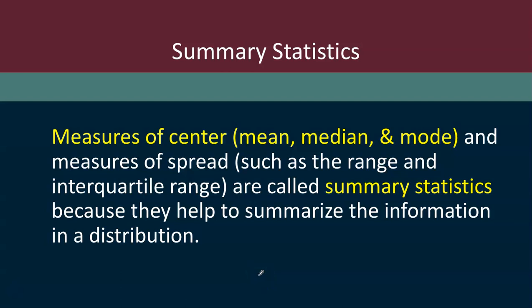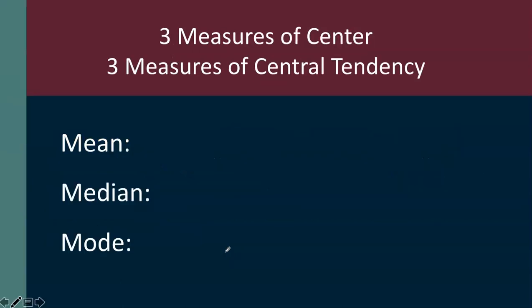Today we're going to be studying data. Please follow along as I read. Measures of center, mean, median, and mode, and measures of spread, such as the range and interquartile range, are called summary statistics because they help to summarize the information in a distribution. So we're going to work on summarizing the data that we see.